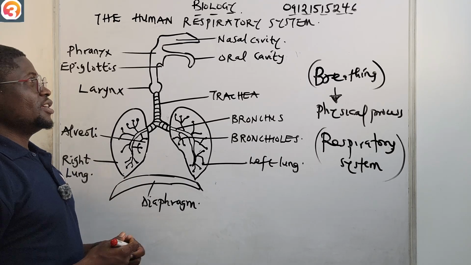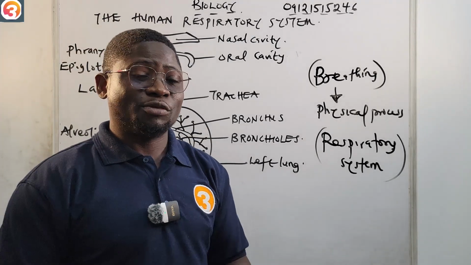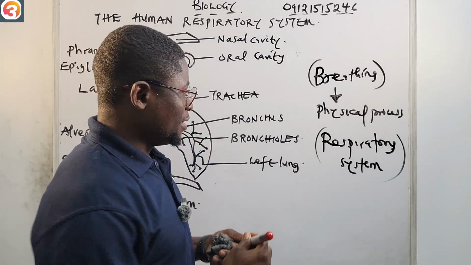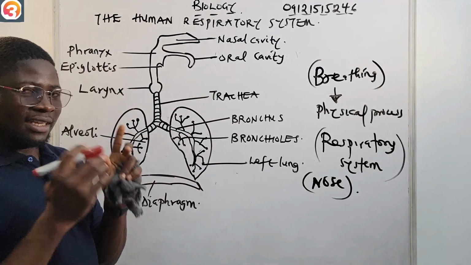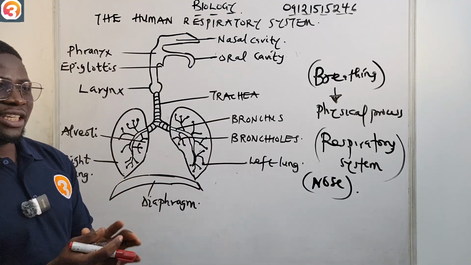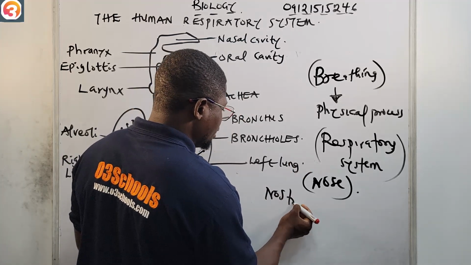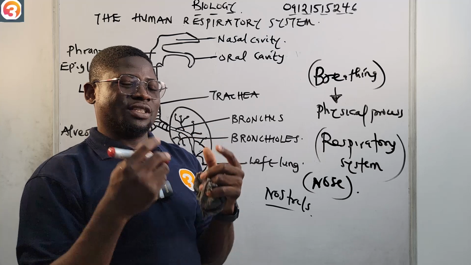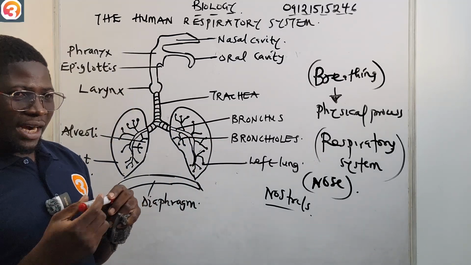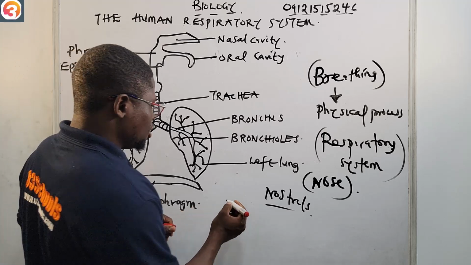Okay, so everybody has a nose. So the human respiratory system begins from the nose. The nose has two openings that we call the nostrils. So the nose has two openings called the nostrils.